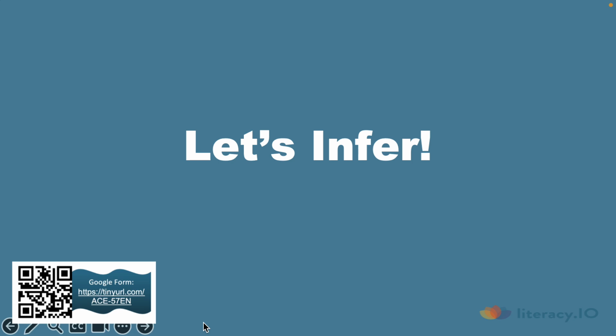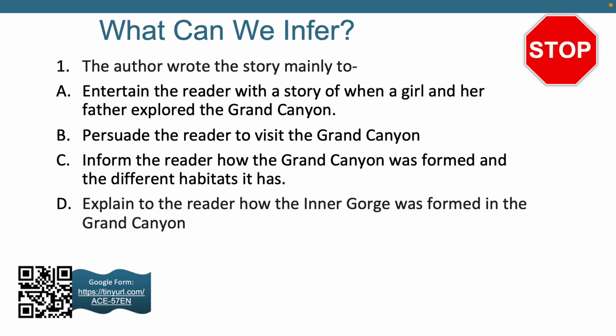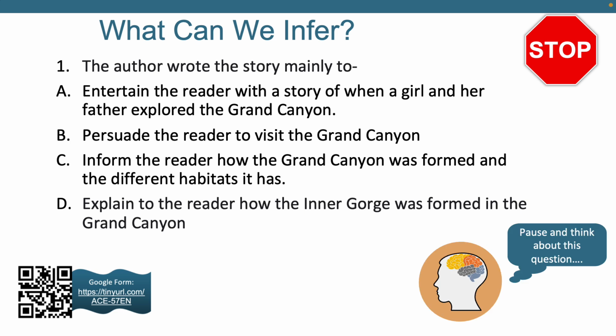Now there's only one thing left we have to do. Let's infer. Remember, when we infer, we get clues from the text, what we already know, and generate our inferences. So what can we infer? Our first question is, the author wrote the story mainly to... Pause and think about this question.